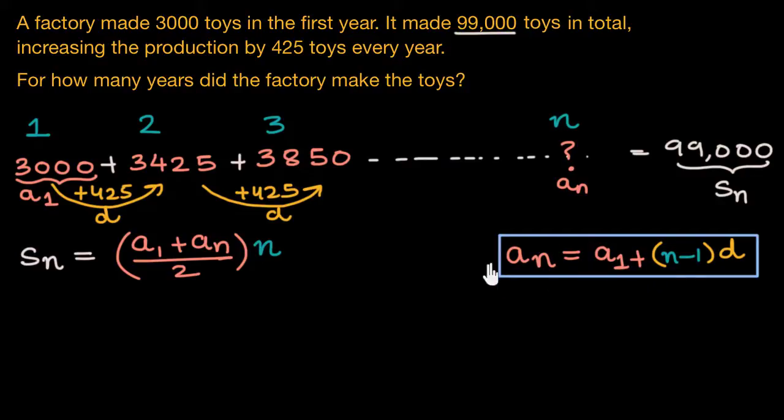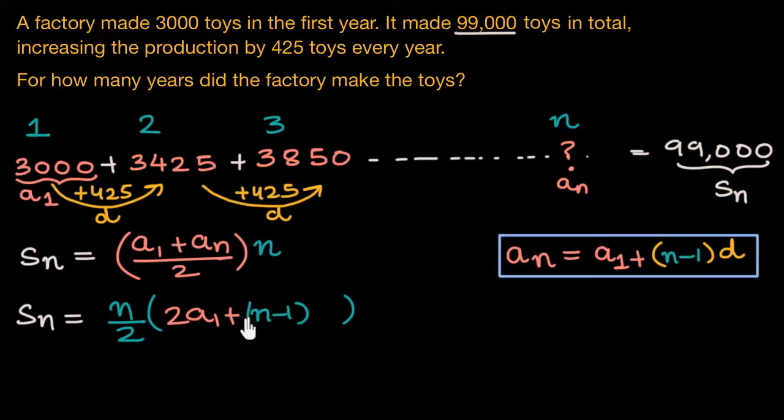So let's replace the value of an in our equation over here. And on doing that, I'll get Sn as n by 2 times a1 plus n minus 1 times our common difference d. So I think we have everything that we need now. So why don't you pause this video and find out n all by yourself.